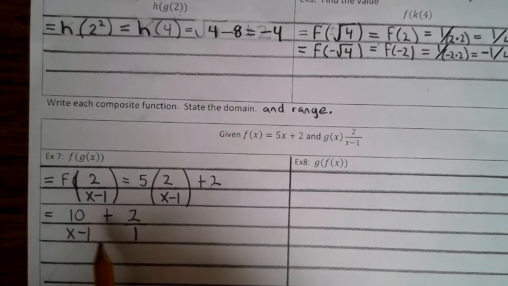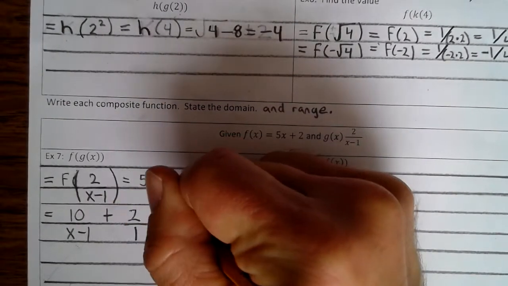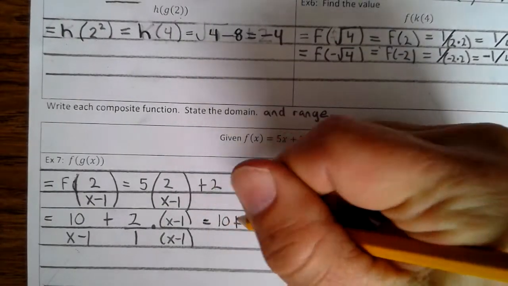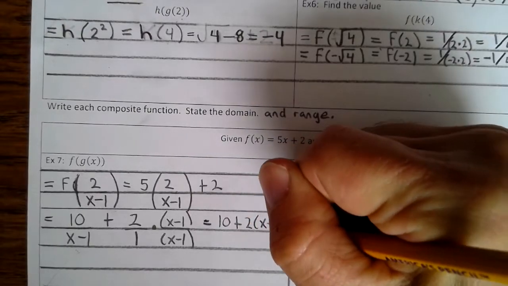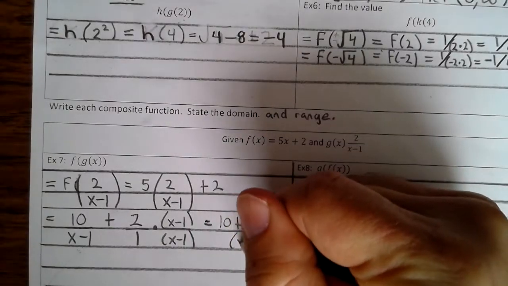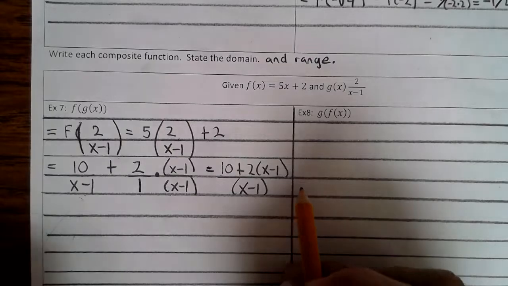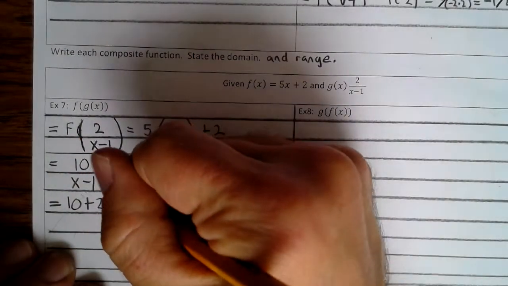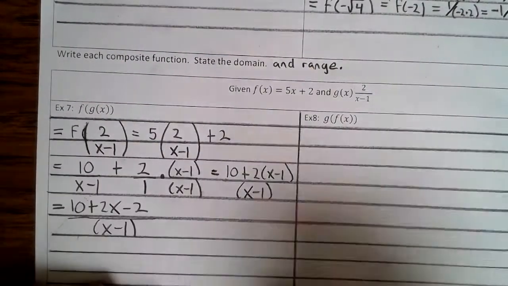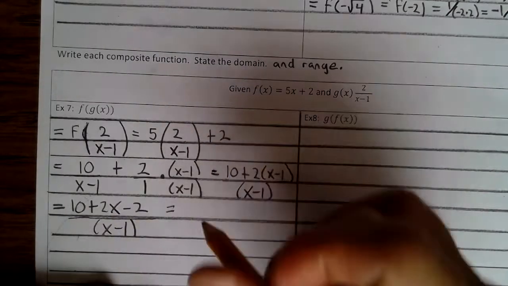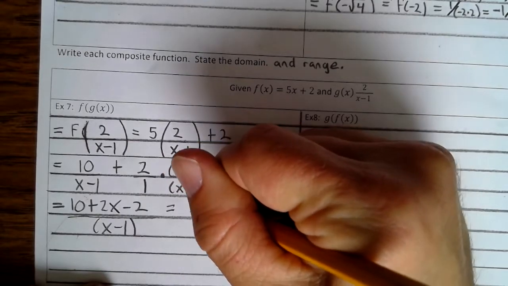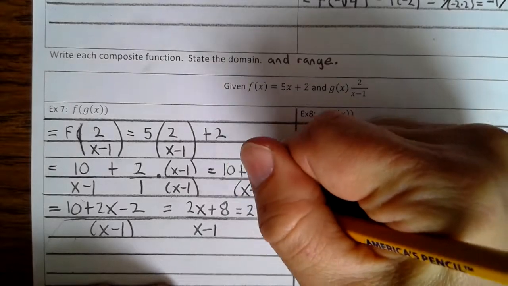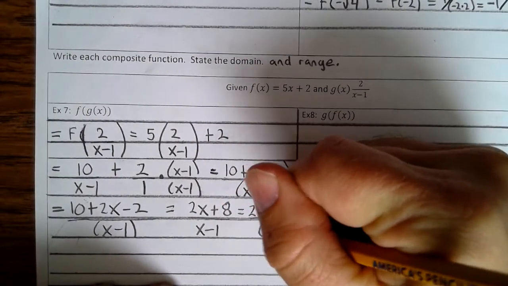Now, in order to combine these, they have to have the same denominator. So we need to multiply this times x minus 1 divided by x minus 1. So that's 10 plus 2 times x minus 1, since they now have the same denominator, divided by x minus 1. All right, so we ran out of space here, so let's come down here. So now we're going to distribute and combine terms. So that's 10 plus 2 times x is 2x, 2 times negative 1 is negative 2, divided by x minus 1. Then we combine 10 and negative 2 is 8, so that's 2x plus 8, divided by x minus 1. We can factor out a 2 from here, so that's 2 times x plus 4 divided by x minus 1.